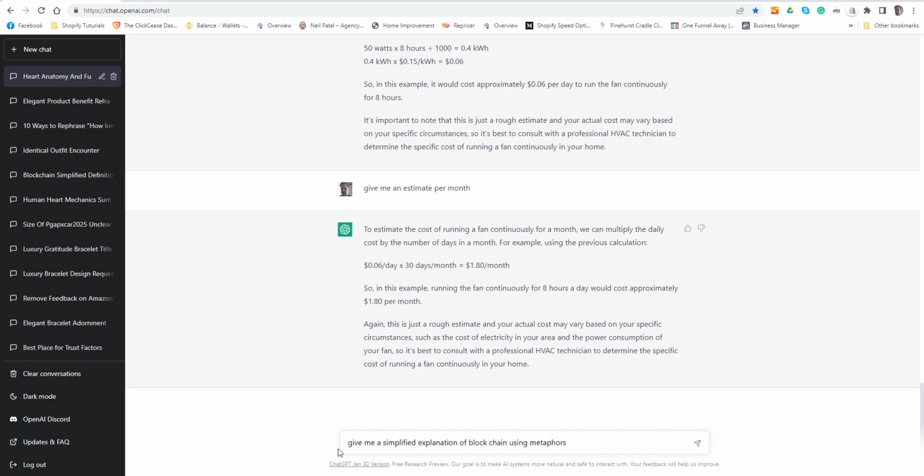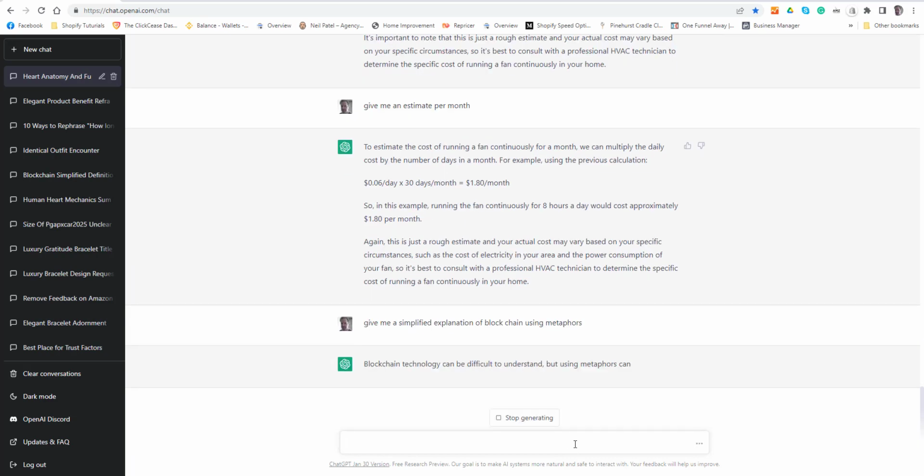Okay, so we've got: give me a simplified explanation of blockchain using metaphors. If you were just investing for yourself in the market, and you've seen everything happening with blockchain, you may say, hey, I really need to find out more about this. So let me come here and find out some more about this. So at least you're going to have the basics.